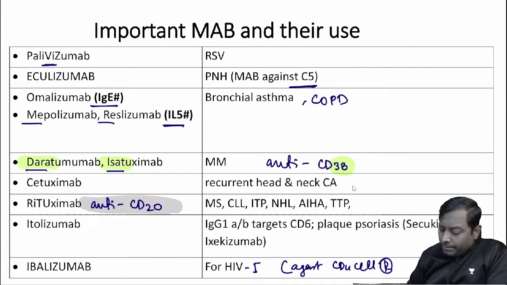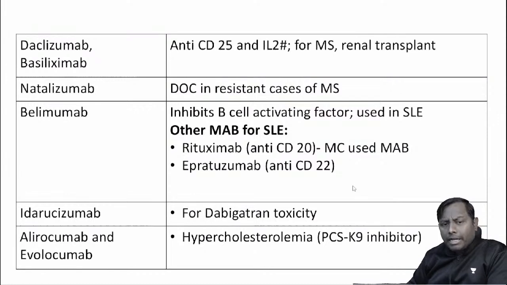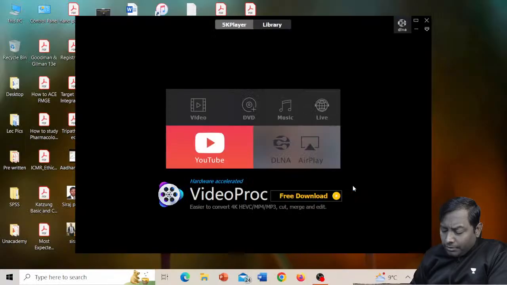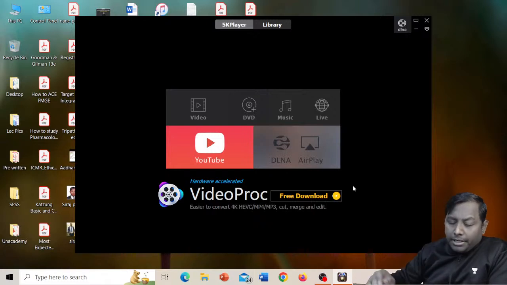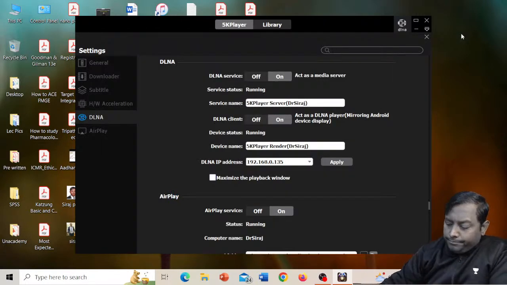CD4 cell receptor. Itolizumab for chronic plaque psoriasis. When you download the slide, you will be getting all of them, and most of them I have already told you. Like for example, idarucizumab for dabigatran toxicity, alirocumab, evolocumab, right? They are the PCSK9 inhibitors, right? These are the self-explanatory slides that we already have in our PDF.